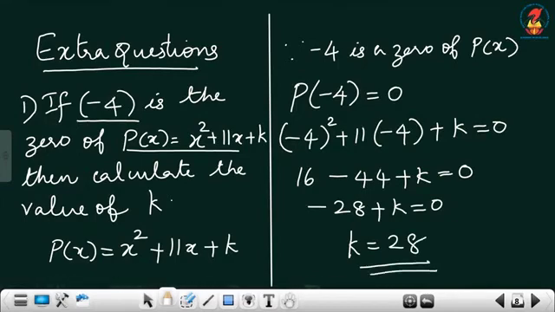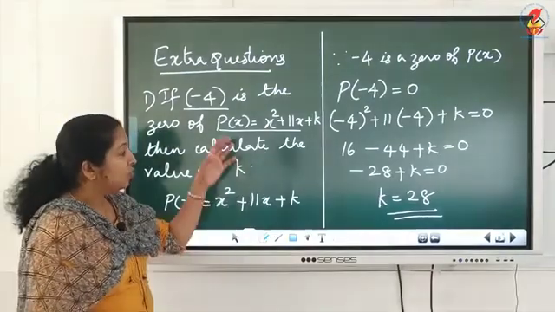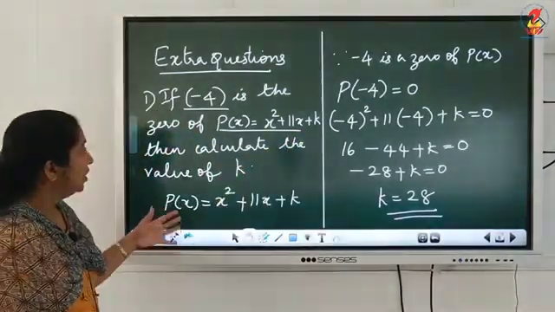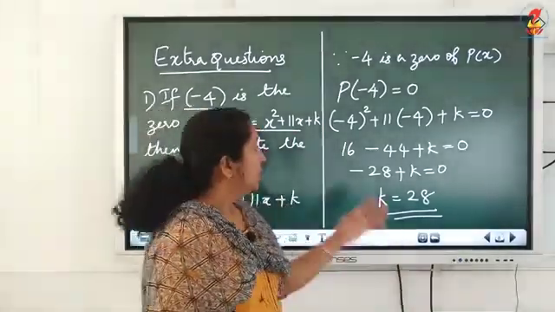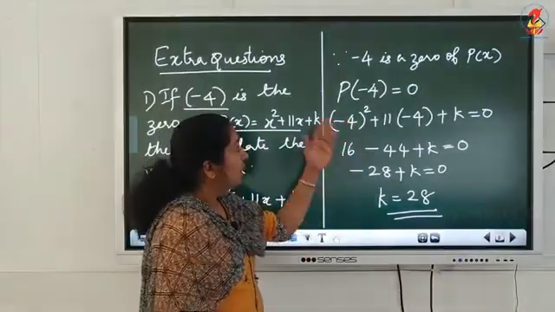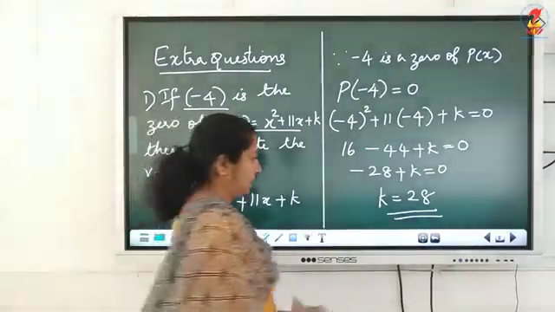This is the answer. What is given is minus 4 is a 0 of p of x is equal to x square plus 11x plus k. We have to find the value of this unknown k. So minus 4 is a 0 means p of minus 4 equal to 0. So substituting minus 4 instead of x, we are getting k as 28.